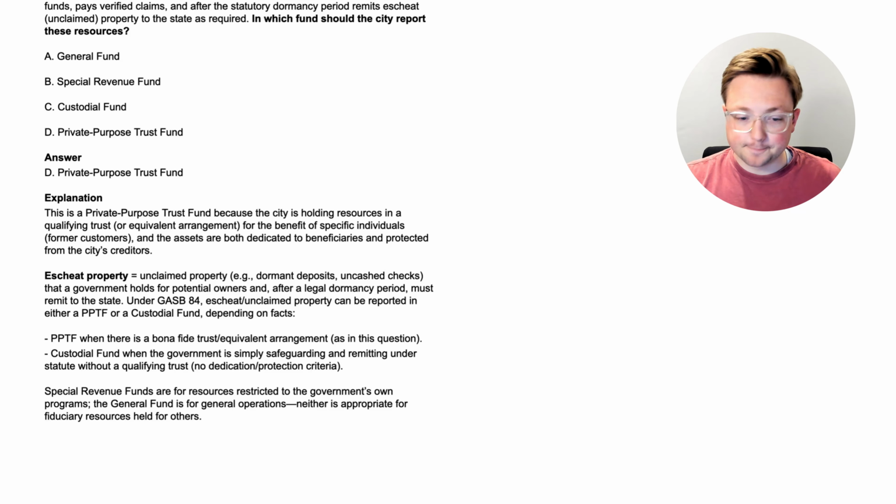Special revenue funds are for resources restricted to the government's own programs, so not money that they're going to be giving to somebody or using for somebody. The general fund is for general operations, as we've learned. Neither is appropriate for fiduciary resources held for others.